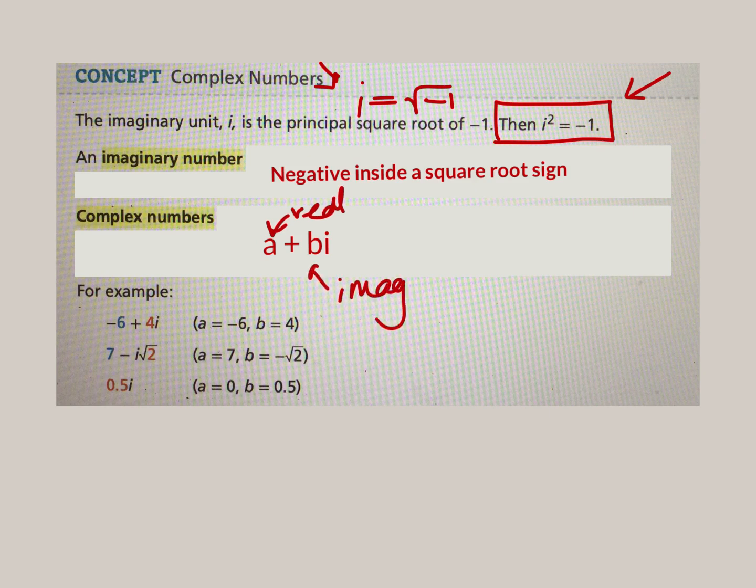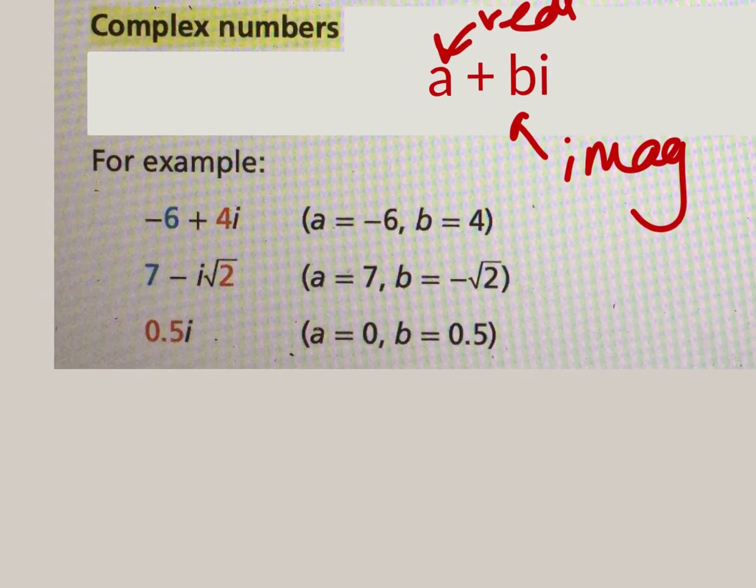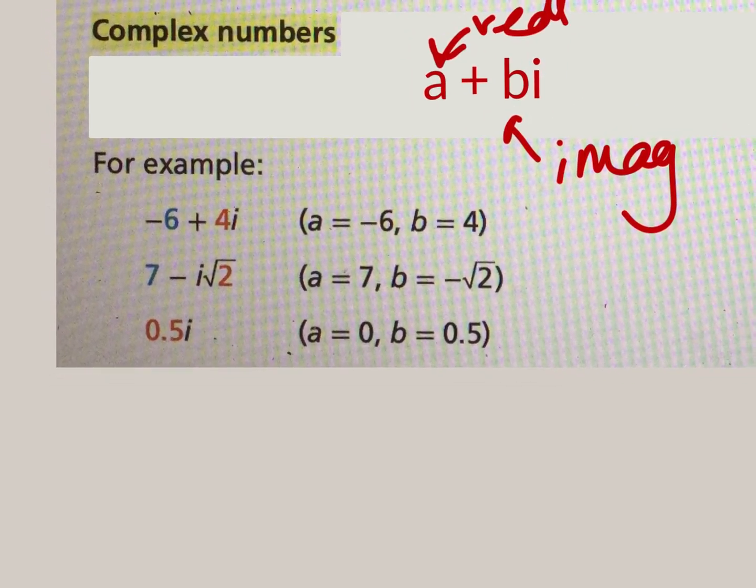So you can see in these quick little examples down here, negative 6 plus 4i is an example of a complex number, where negative 6 is real and 4i is imaginary. Same thing here on the second example. Notice the last example, the real part would be 0 because there's no real part written there. There's just a part that has an i.